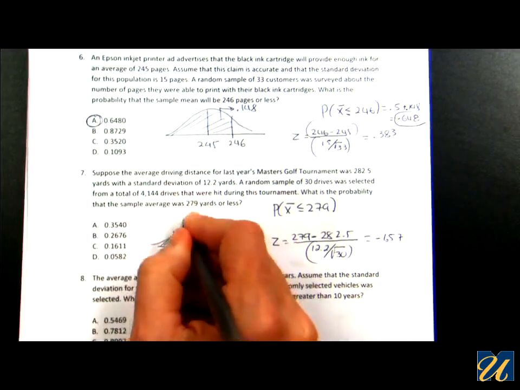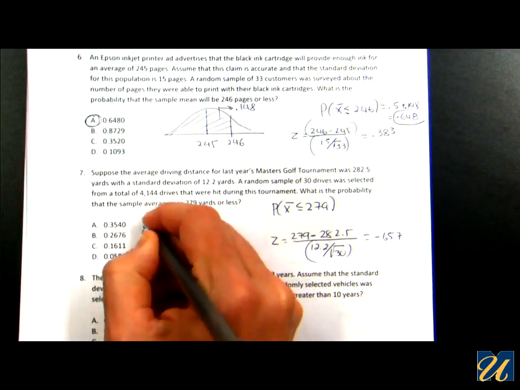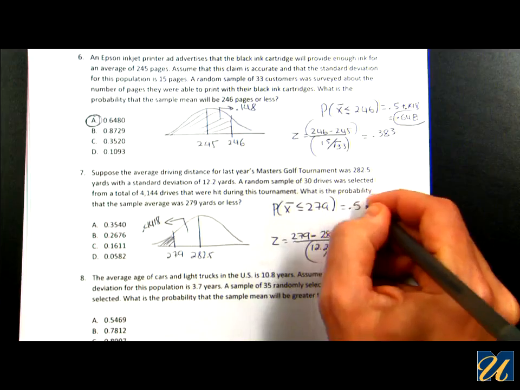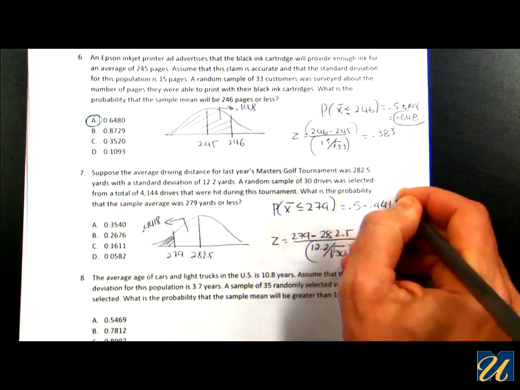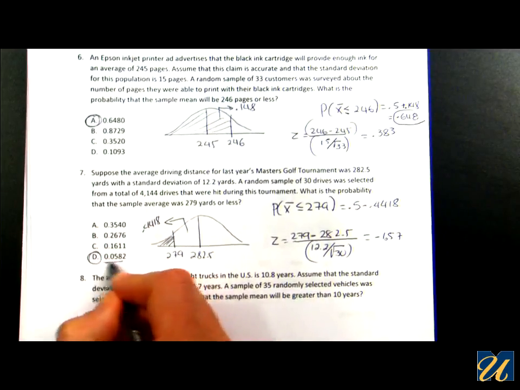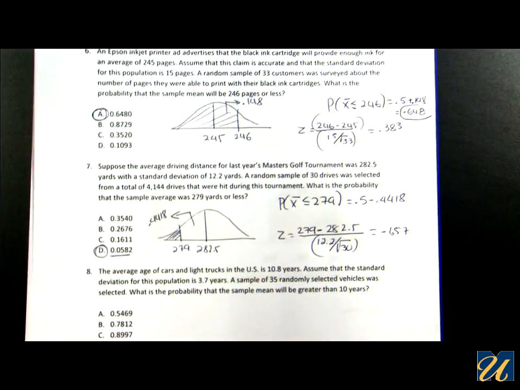1.57 will give us a probability of 0.4418. Since I'm looking for a tail, 0.5 minus 0.4418, and this will give me 0.0582.